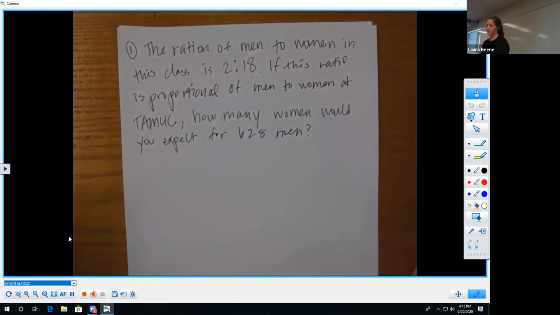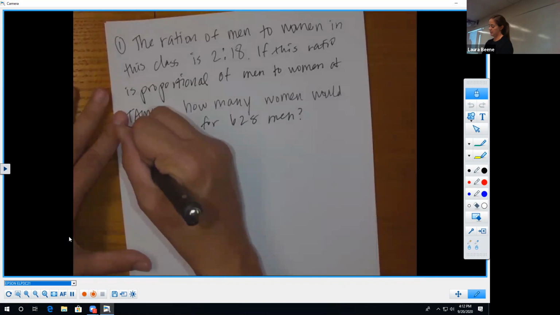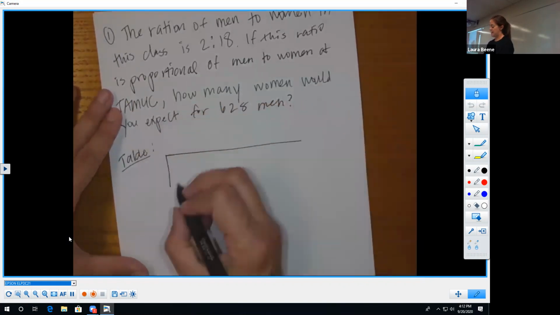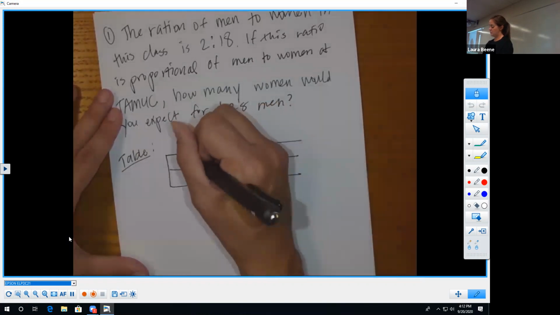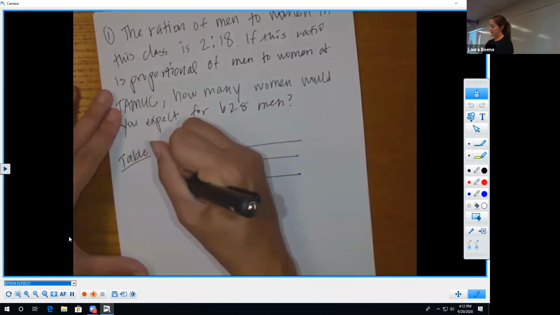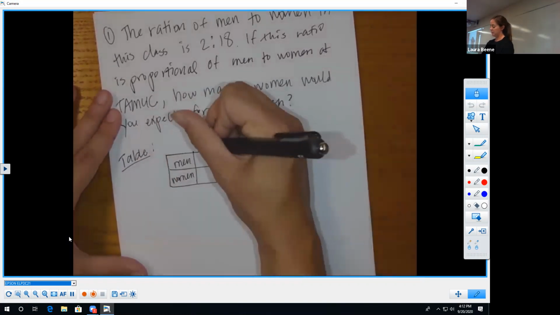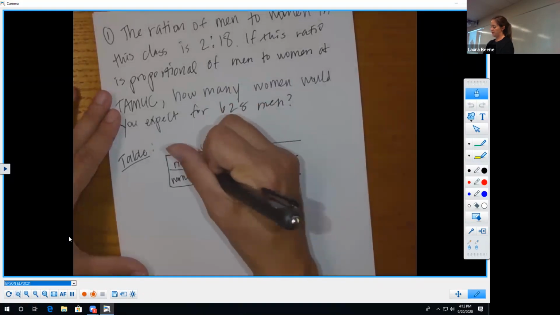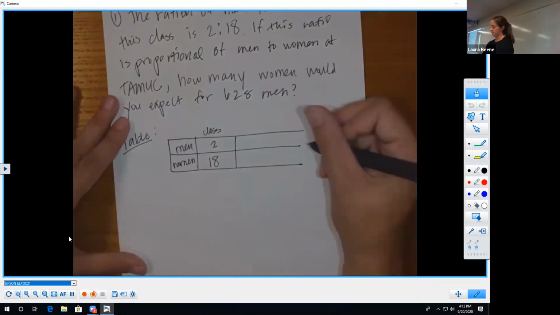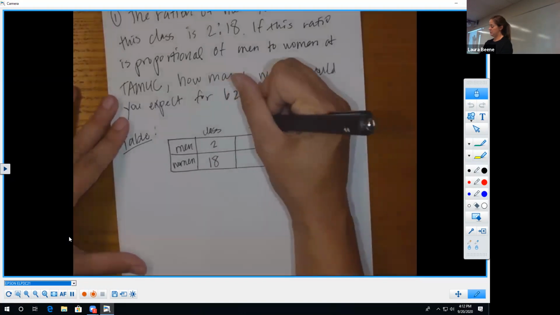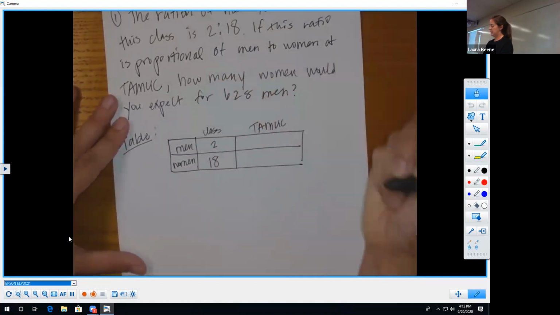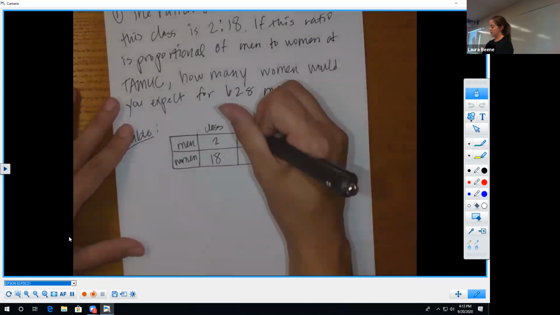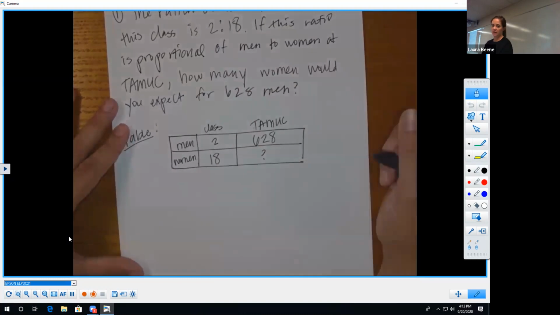We're going to solve it. I'm going to show it 2 different ways. The first way we're going to show it is with a table. Okay, so with the table, I have 2 different things. I know men and I know women. So in the classroom, there are 2 males for every 18 females. Okay, so then at the university level, it's asking how many women, that's what I'm looking for, if there are a total of 628 men.